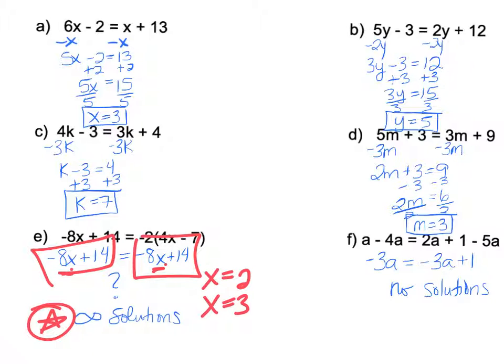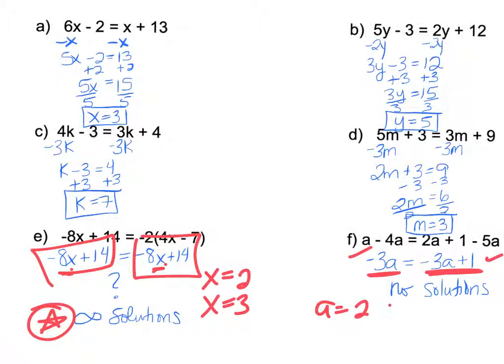Look at number F. That one's different. I simplified both sides and I ended up with a -3a on the left and a -3a plus 1 over here. And this plus 1 is messing everything up. There is no way, say I said a was 2, I'd get a -6 on this side, but I would get a -5 on that side. There's no way that these will ever equal each other because that plus 1 is messing everything up.